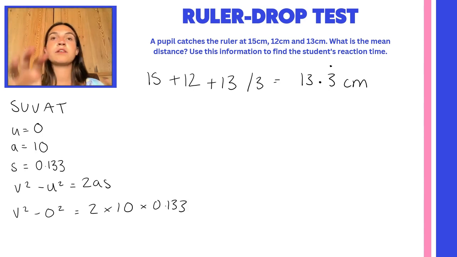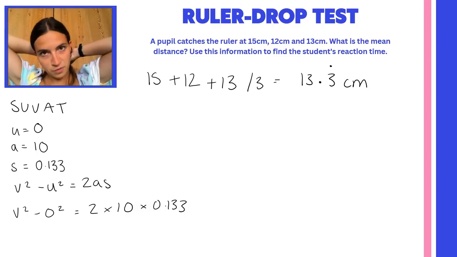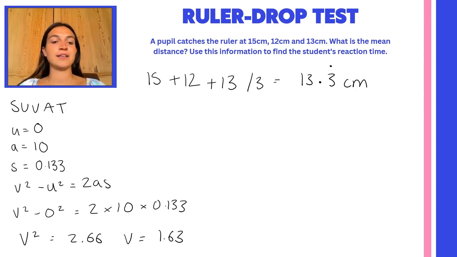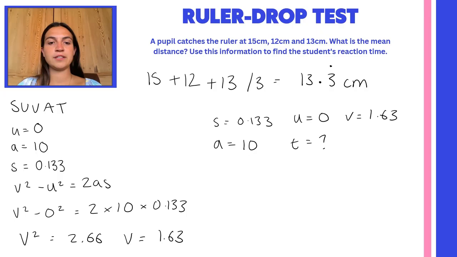So I'm going to plug all of those variables into the correct parts of my equation, and I get v squared minus 0 squared is 2 times 10 times 0.133. And if I simplify that right-hand side, I get that v squared is 2.66, and therefore v is 1.63. So you might be thinking to yourself, well, that's great, but how is that the reaction time? Because that's the final velocity. Well, I needed to do this step and work out the final velocity so that I had an extra piece of information. Okay, because now if I write out my SUVAT, I have S, U, V and A.